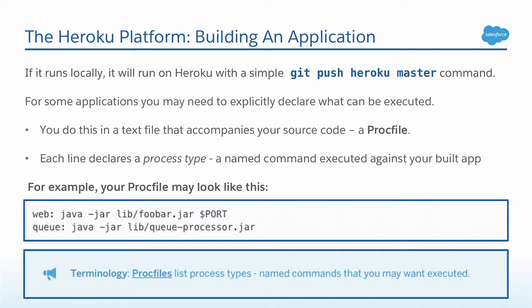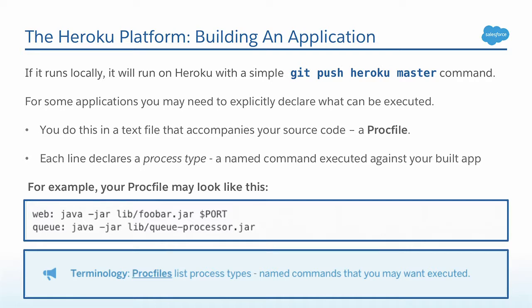Once it runs locally, it will run on Heroku with a simple git push heroku master command. For some applications, you may need to explicitly declare what can be executed. You do this in a text file that accompanies your source code, or what we call a Procfile. In the Procfile, each line declares a process type, which is a named command executed against your app.